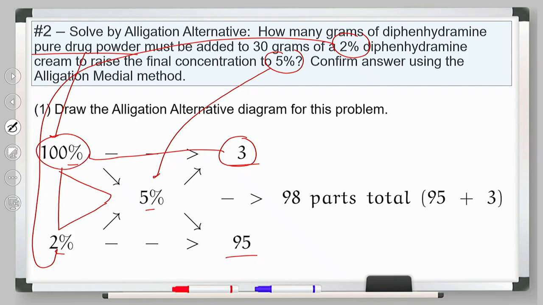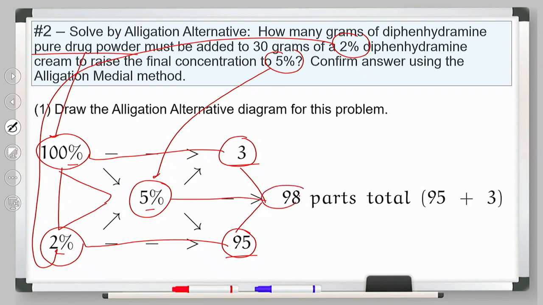And then understand, when we've done it this way visually, this value goes straight across to that concentration. So we need 3 parts of the 100%. We need 95 parts of the 2%. And then the last thing I need to know is how many parts of the 5%, and that comes by adding the 2 parts together. So 3 plus 95 is 98. So 98 parts is the 5%. Okay, so 3 parts, 95 parts, total of 98 parts.